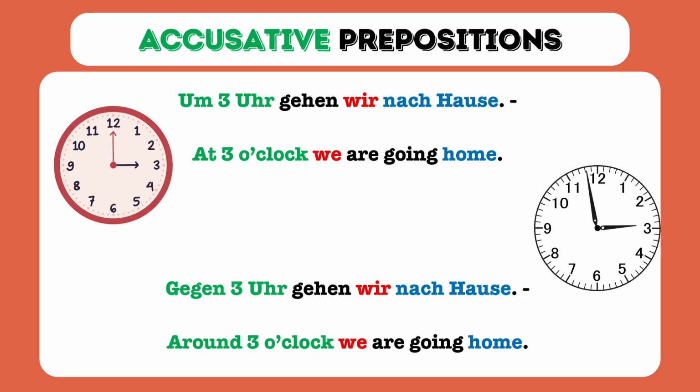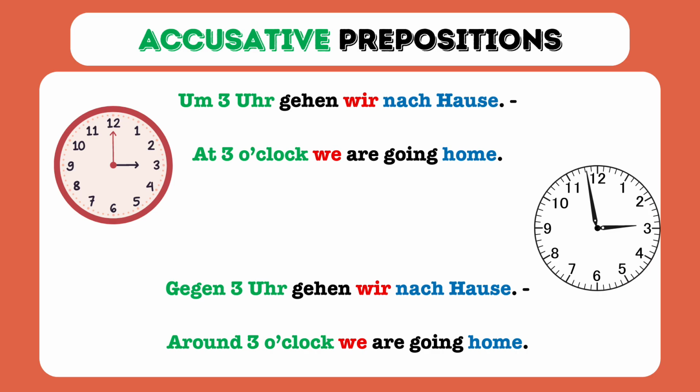Um is also used when we're talking about time, and you can say at a particular time. So for instance, you can say something like um 3 Uhr gehen wir nach Hause. Um 3 Uhr gehen wir nach Hause would be at 3 o'clock we are going home.